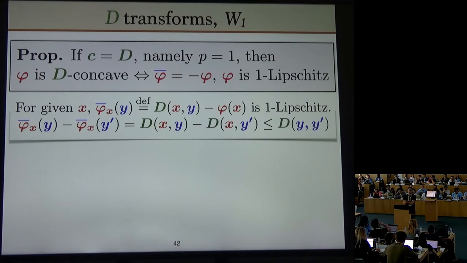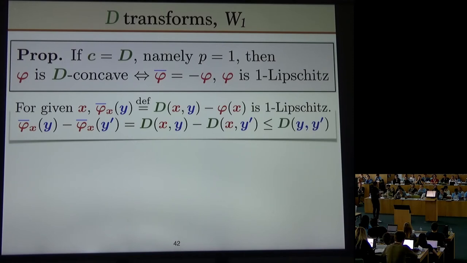If the cost is the distance, then I'm using Monge formalism, and I consider a function which is itself c-concave. Then the best possible pair that I can come up with is actually minus the function itself, and this function phi must be one Lipschitz. Since I've lost a bit of your attention there, I will share with you the slides for the proof. You can see that the proof is quite elegant.